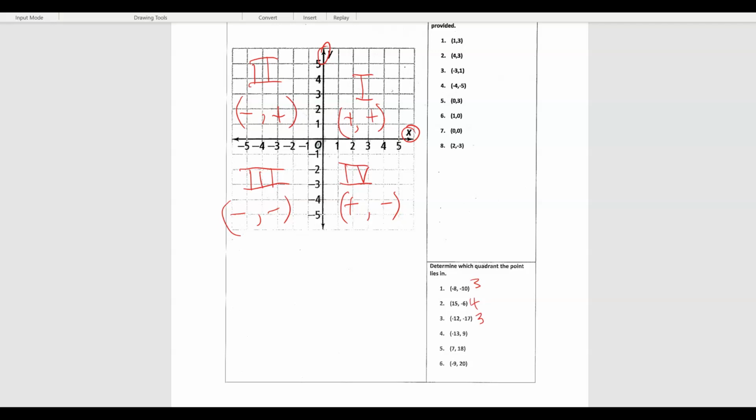Number 4, we have -13, +9. So that means I go to the left 13 units and then I go up 9. That's going to put me living in quadrant 2. Now number 5, we go 7 to the right, 18 up. That's going to live in quadrant 1. And I want you to try number 6 on your own. Answer this one in the Edpuzzle question.